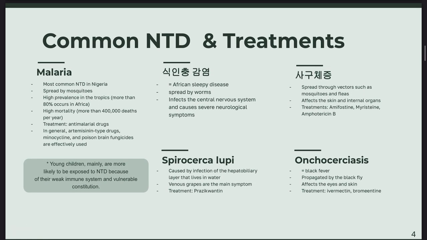These are the common NTDs and their treatments. I'll just go over the most common one in Nigeria, which is malaria. It spreads by mosquitoes and has a high prevalence in the tropics. Specifically, more than 80% occurs in Africa. It also has a high mortality, which is more than 400,000 deaths per year. Its treatment is anti-malarial drugs.